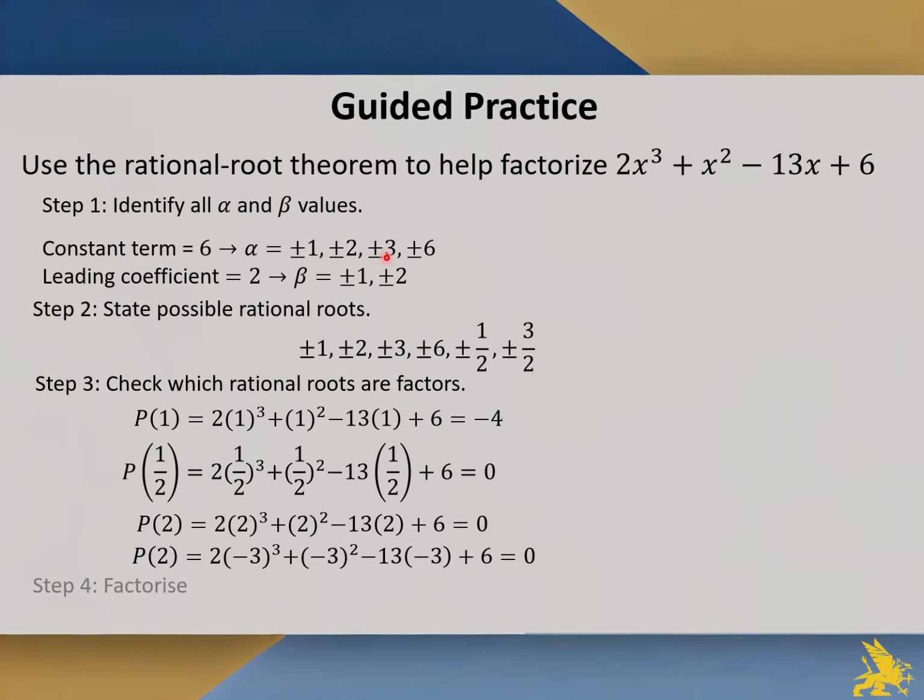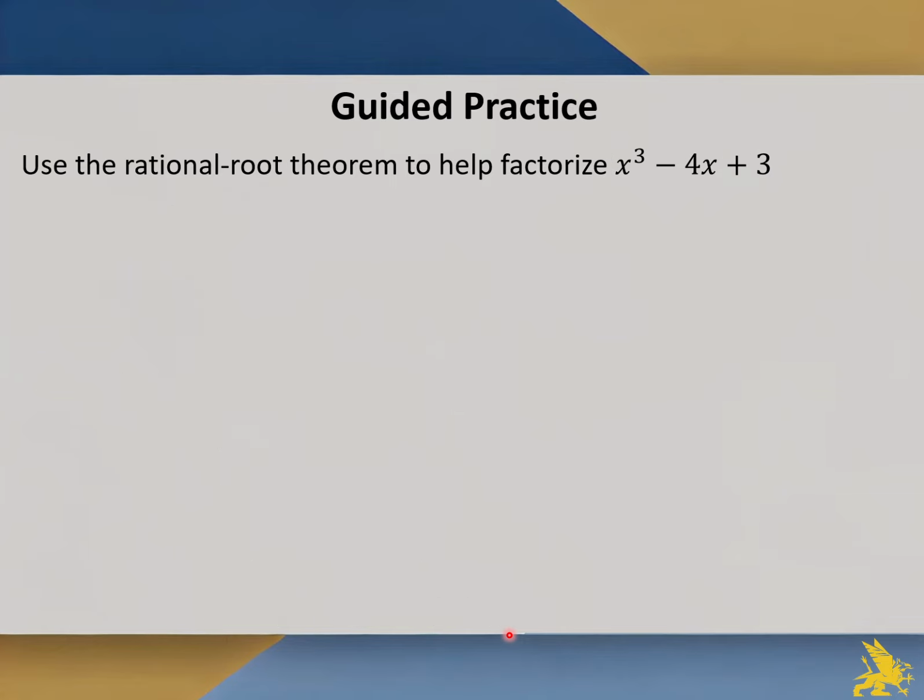So we can see that all we need to do is work out what our factors are, and then we're able to use them to factorize it. But ideally, you find one and then you factorize. So let's use the rational root theorem to help factorize x^3 - 4x + 3.